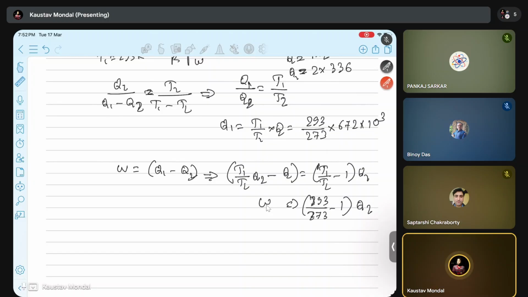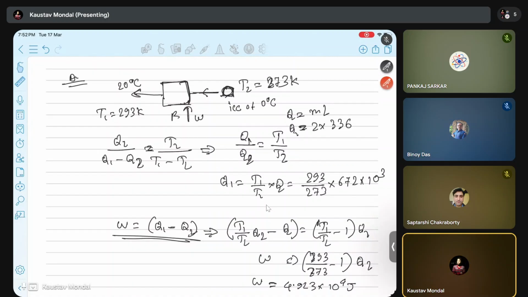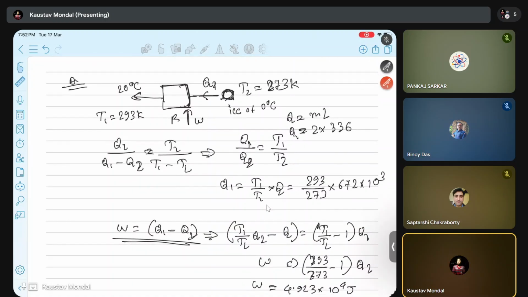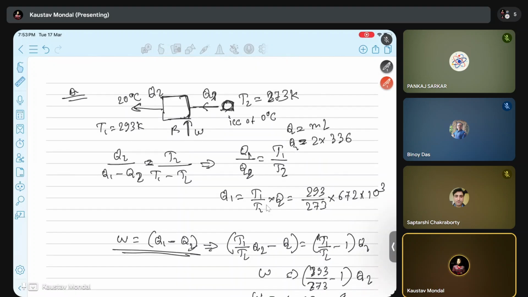So W will become, if you do this calculation, you'll get 4.923 into 10 to the power 4 joule. Okay, so this is the work done. Work done is nothing but Q1 minus Q2, that is the heat from here minus the heat here.